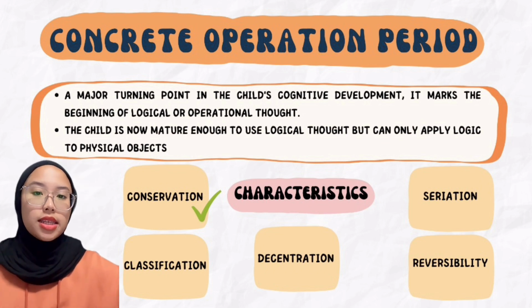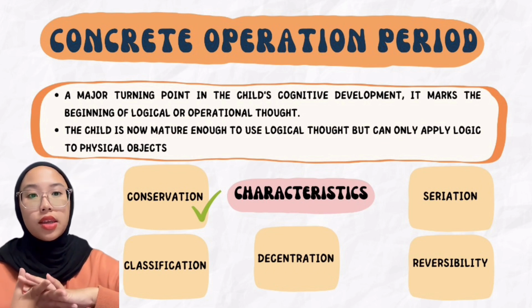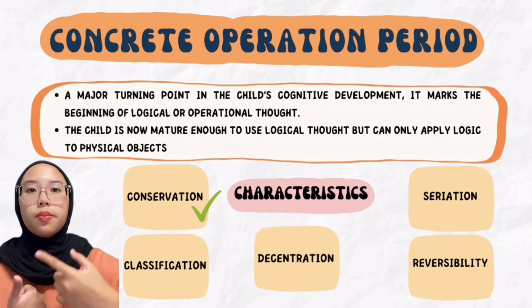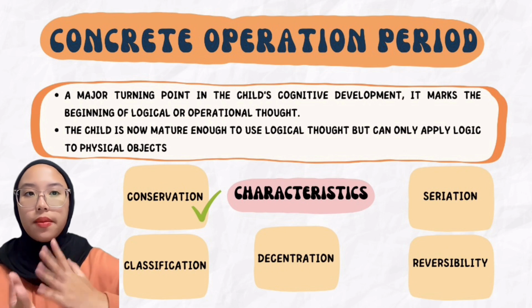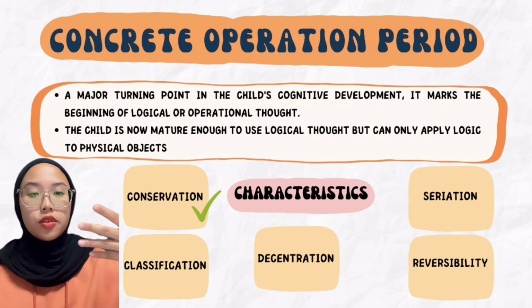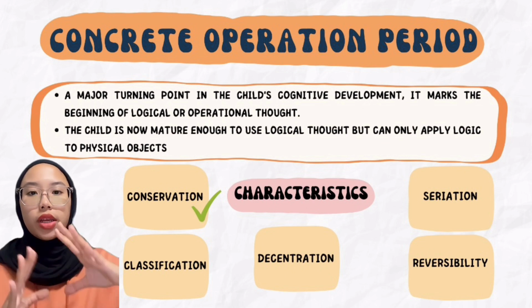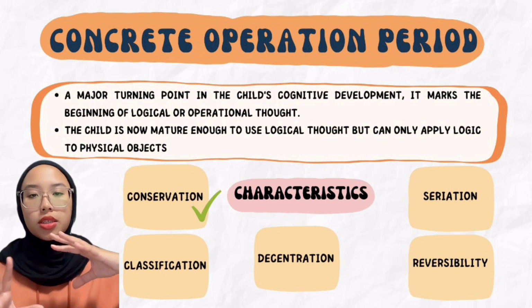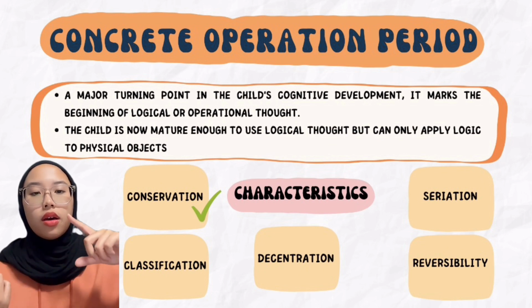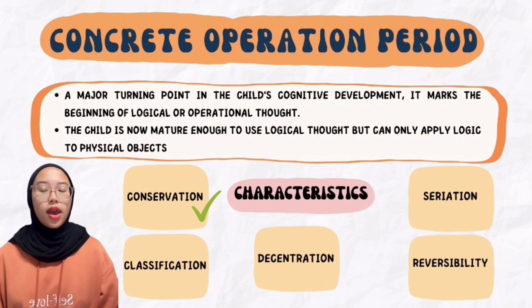So this stage is divided into 5 characteristics. Firstly, we have conservation. Conservation is the understanding that something stays the same in quantity even though its appearance changes from before. This conservation can be applied to aspects such as volume, number, area, and many more. The next one is classification.